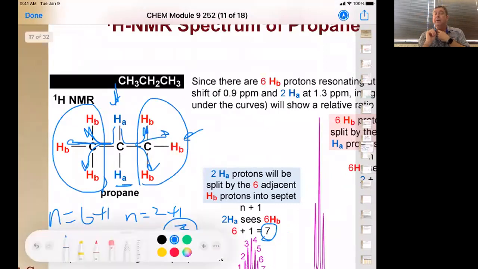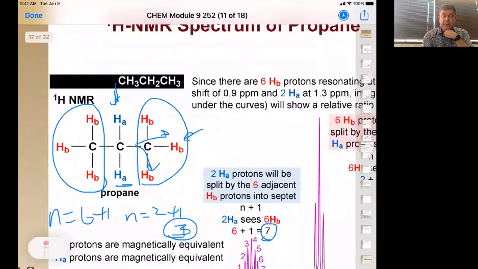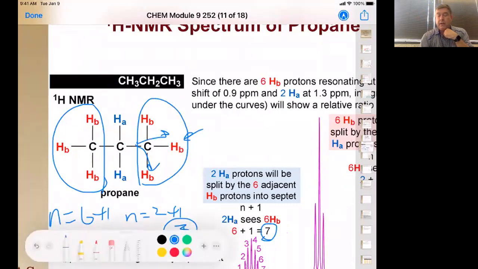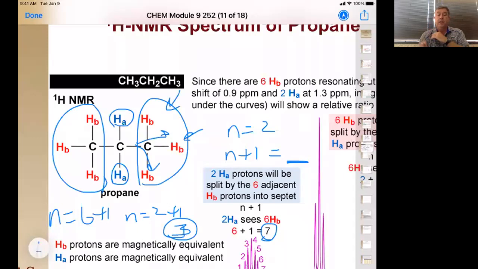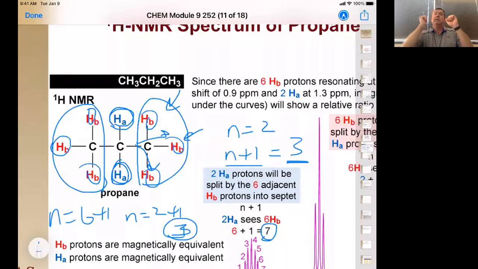So if we look at this, n is equal to 2 because 1 hydrogen here and 1 hydrogen here. But remember, n plus 1 is equal to the number of peaks we see. We still have to split the unique hydrogens by themselves. So we have 2 hydrogens that are nearby plus the peak itself, so we get a 3 for the red hydrogens. The blue hydrogens, we have a total of 1, 2, 3, 4, 5, 6 nearby. 6 plus 1 is equal to 7. Does that answer your question?